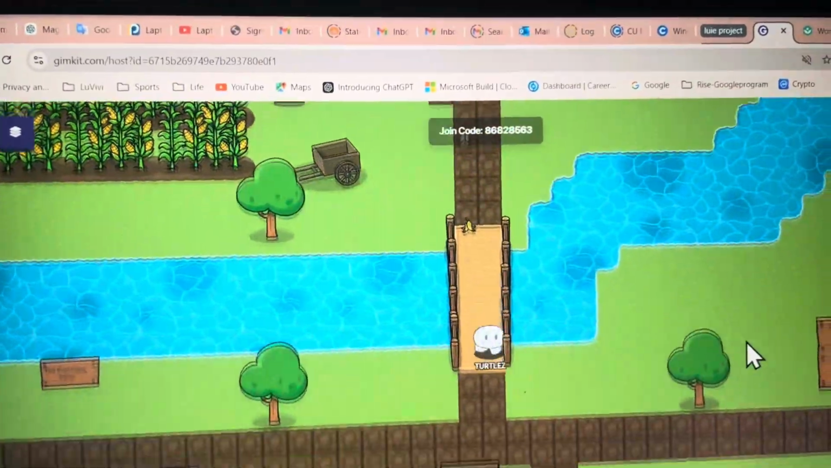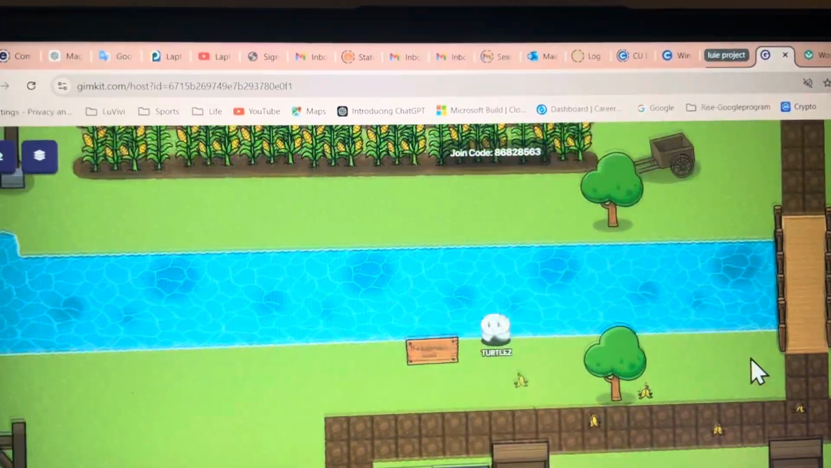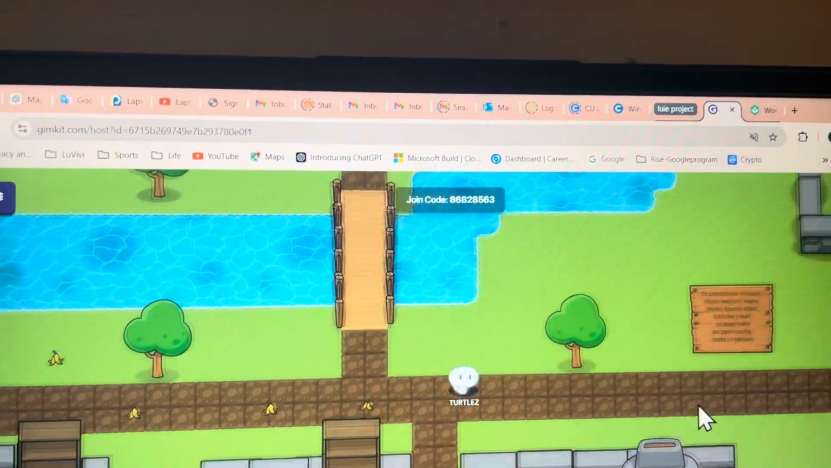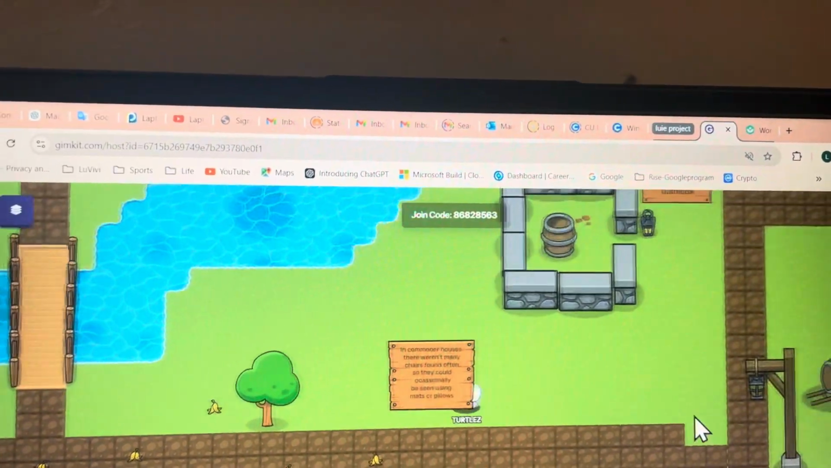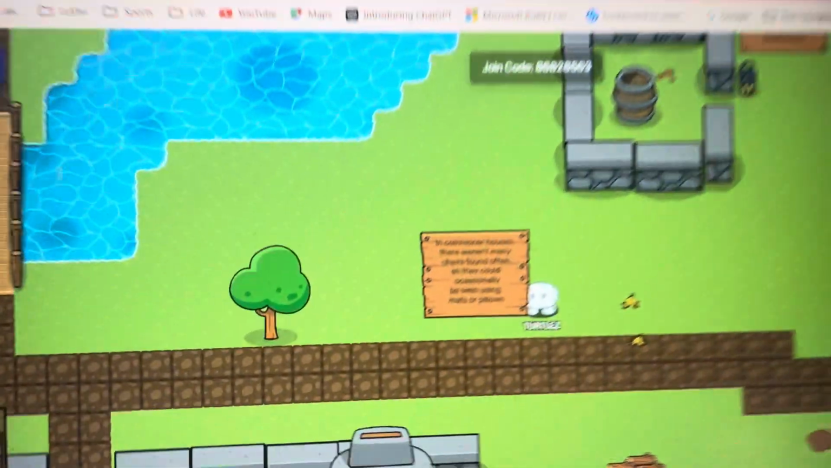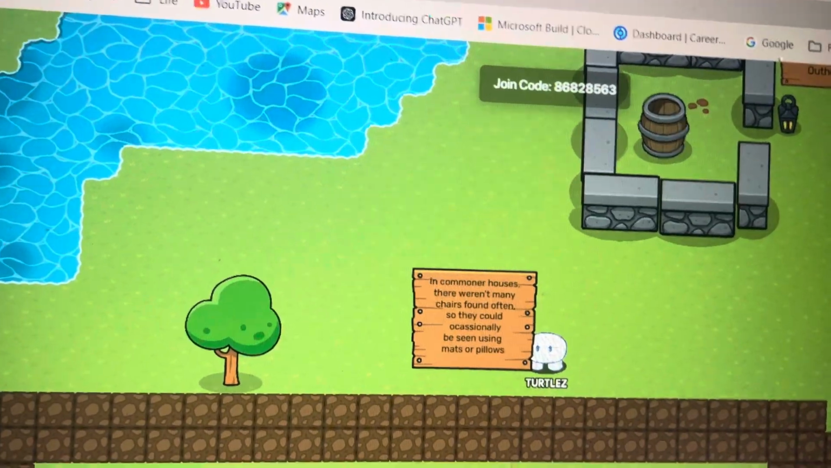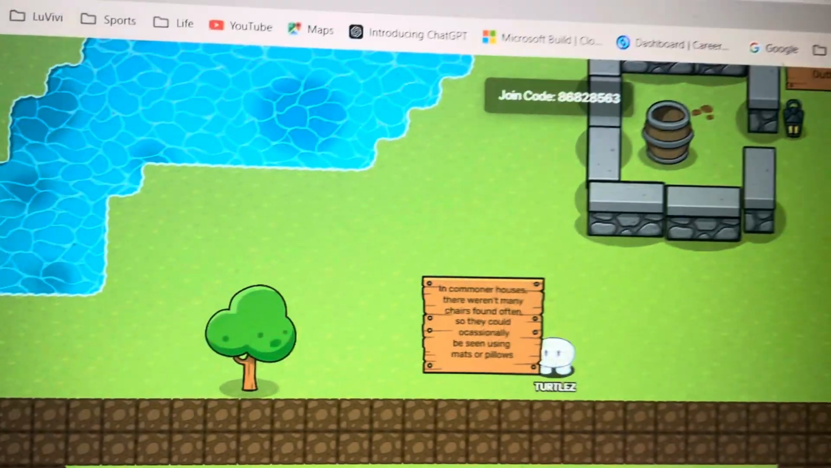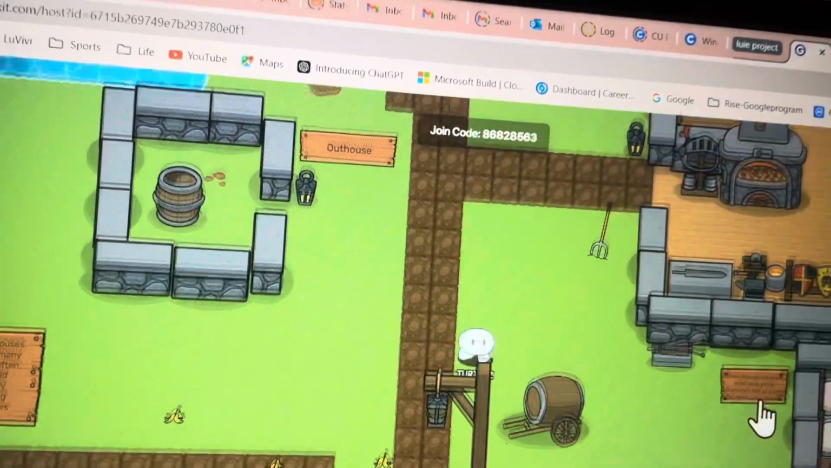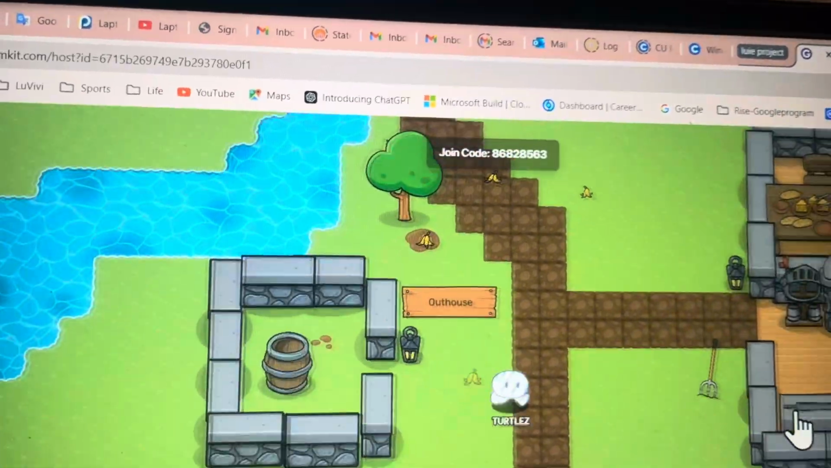Over here, we've got the Euphrates River / canal in Babylon. Then over here is some houses. The sign says, in commoner houses, there weren't any chairs found often, so they mainly used mats or pillows. And then if we go up here, this is the start of the neighborhood, essentially.